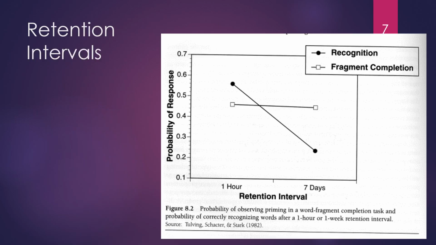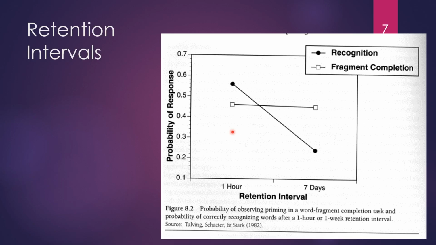Another thing that can affect tests are retention intervals. A retention interval is simply how long you give people to wait before they can take the test to see if they remember stuff. In this case, we have some data that show that when you give people a test of memory 1 hour after they learn the information, they recognize the information a lot better than they're able to complete the fragments. So what does that mean?